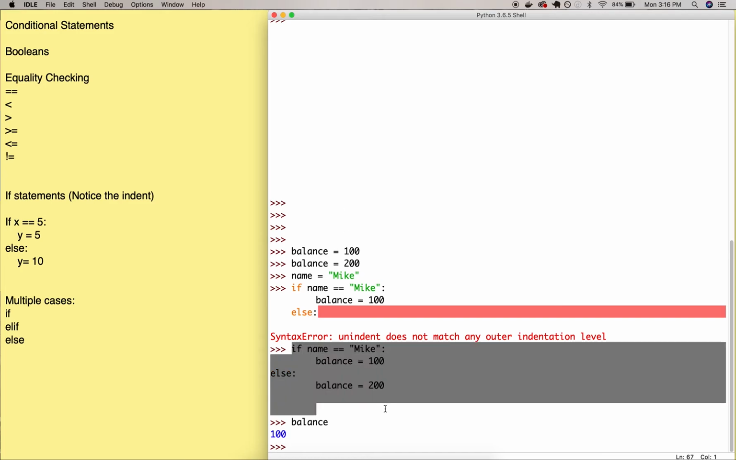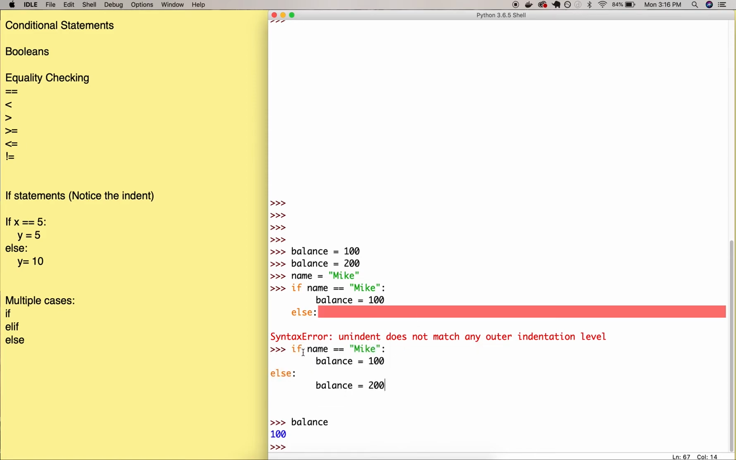Now, notice that I have this indentation going on here. Indentation is super important. This is how you determine which branch you go into. Notice how I have two worlds right here: the world where balance is equal to 100, and the world where balance is equal to 200. If balance is equal to 100, I don't want balance also being equal to 200. This if statement guarantees that one of these worlds is going to exist. Either name is equal to Mike, in which case the balance is going to be 100, or exclusively balance is going to be 200.